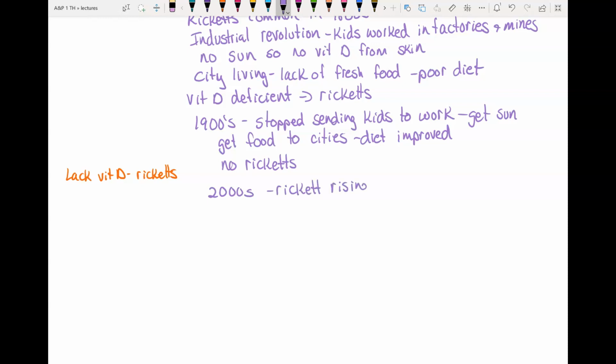Rickets rates are rising. So can you think about why rickets rates are rising? Why are kids today starting to get rickets again? Well, we have technology. Kids want to sit and play on their phones. Rather than outside running around playing, they're playing on their phones. So kids choose to spend their time inside on technology.